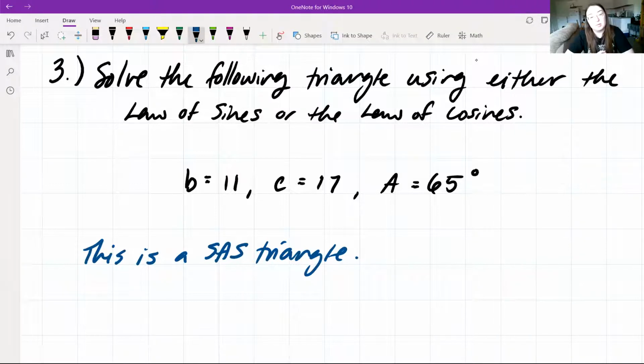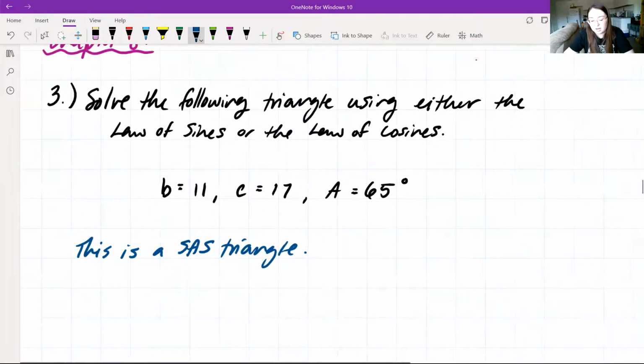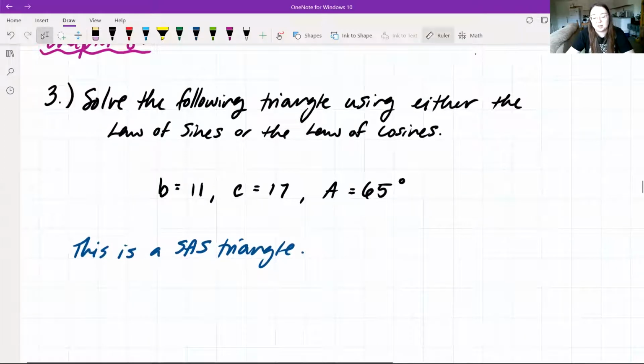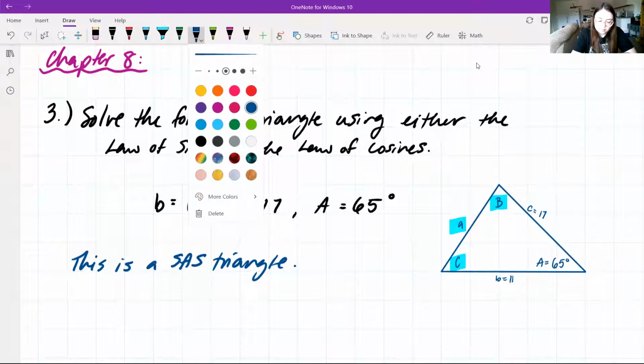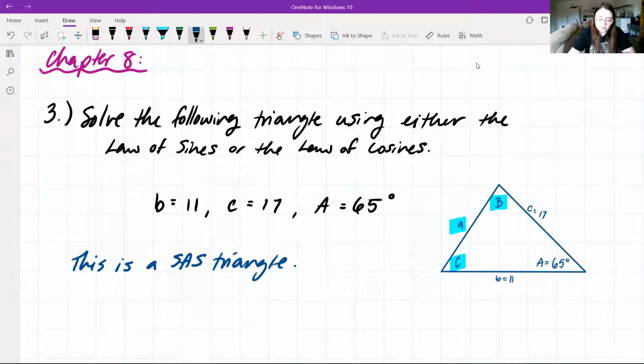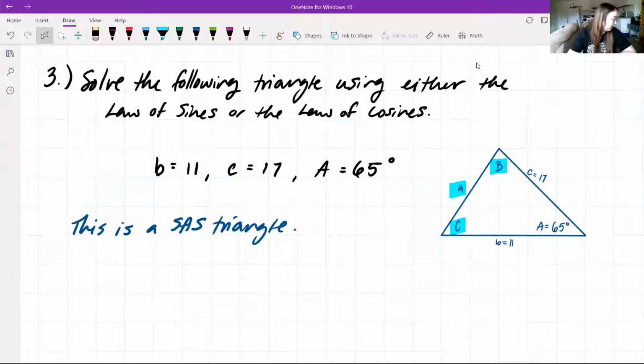We could also draw an image with this picture if that would end up helping us work out our problem. So let me draw that triangle real quick. All right, so we're given our angle A, which is 65 degrees. We're given our value of C, which is 17. And our value of B, which was 11. So the values we're searching for are going to be angle C, angle B, and side A. So we can see this is going to be a side angle side triangle. We've drawn out what this is going to end up looking like.